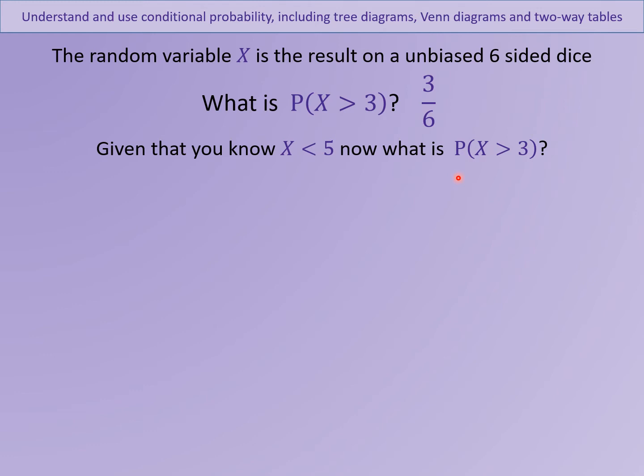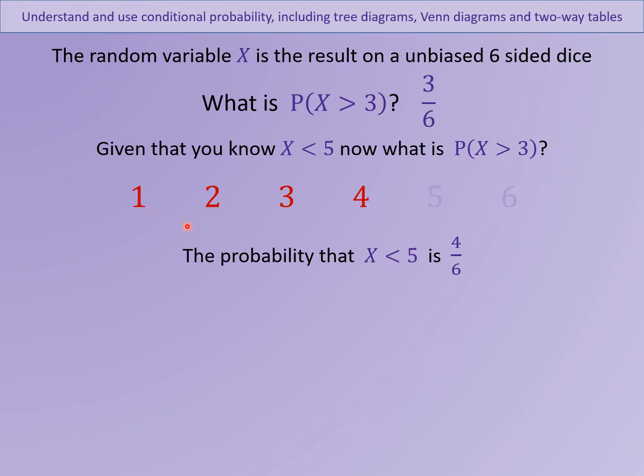Okay, so let's have a look and see if we can solve it. Here are our results, 1, 2, 3, 4, 5, and 6 on the dice. Now your friend has come along and told you it's definitely going to be a result that's less than 5. So now we know that it's going to be either 1, 2, 3, or 4. So the probability of that happening is 4 out of 6. There's 4 different results out of the possible 6.